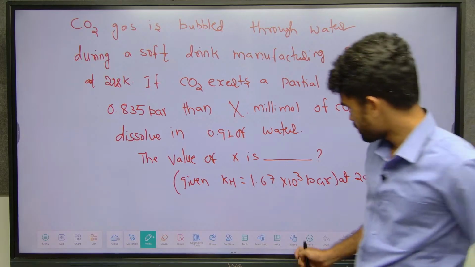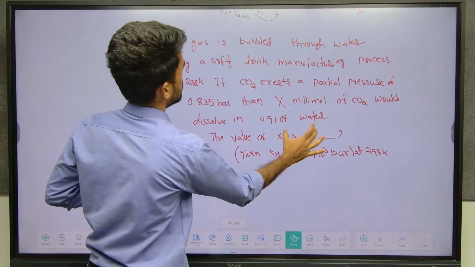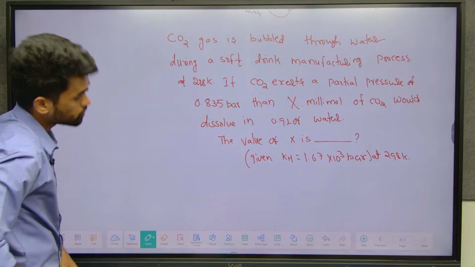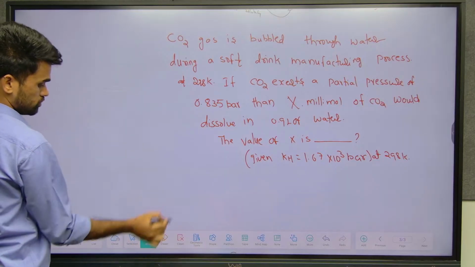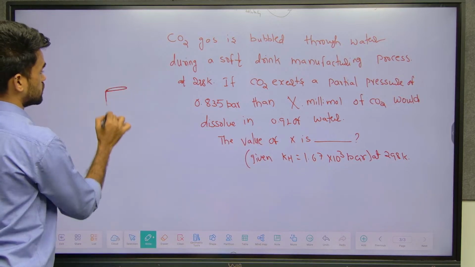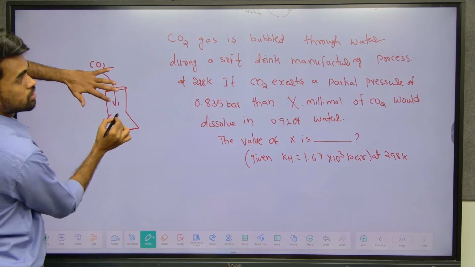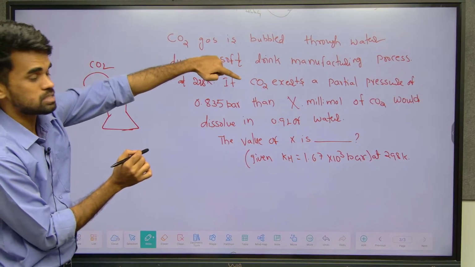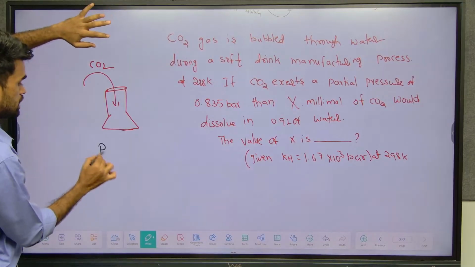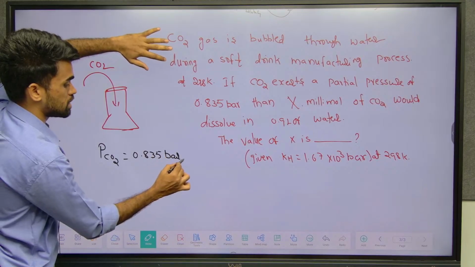Okay, so tell me, what are they saying? Check once. CO2 gas is bubbled through the water during a soft drink manufacturing process. If CO2 exerts a partial pressure of this much, what is the partial pressure of CO2? 0.835 bar. Just listen to this question, very simple, you can easily do it.